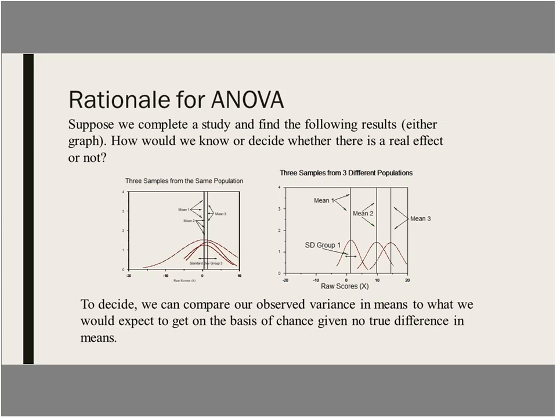Another possible approach is to suppose that we complete a study and find the following results. So we have either graph. How do we decide whether there's a real effect or not? That's where we compare our observed variance in the means. So what do we expect to get on the basis of chance, given there's no true difference in these means? That's the whole rationale of what you're trying to show in the ANOVA. These are my groups, and what is going on in each of these groups.